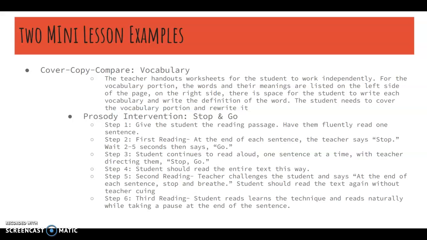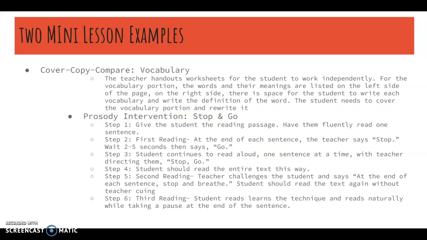Steps are listed here. Step 1 is to give the student a reading passage and have them fluently read one sentence. Second, at the end of each sentence, the teacher says stop, waits 2 to 5 seconds, and then says go. This helps students understand what they're reading and helps them understand where to stop. This can help them when they're writing because they'll be able to tell when a sentence is supposed to end.